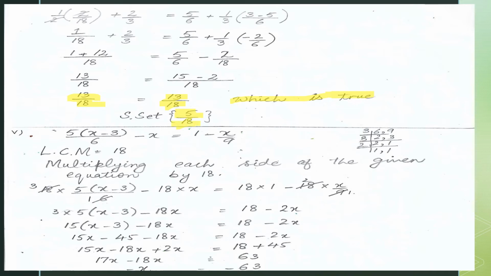Now the next question is 5 into (x minus 3) over 6 minus x is equal to (1 minus x) over 9. Now get the LCM. How will you get the LCM? 6 and 9 is there.